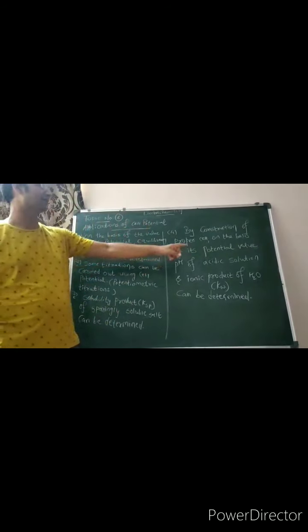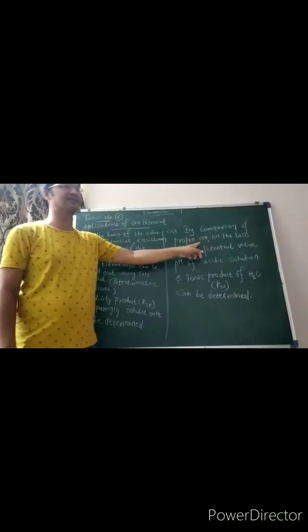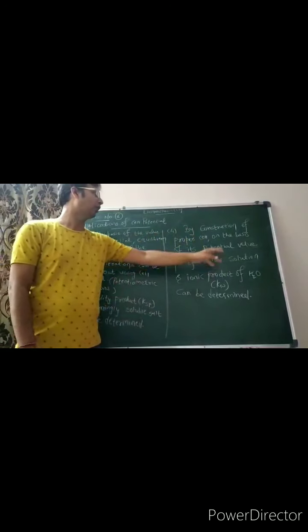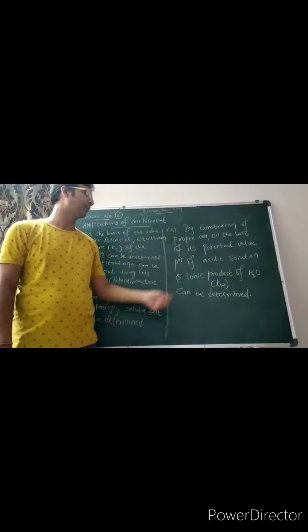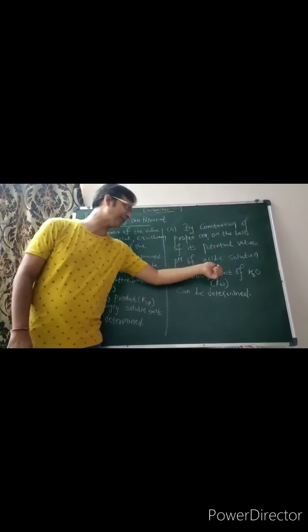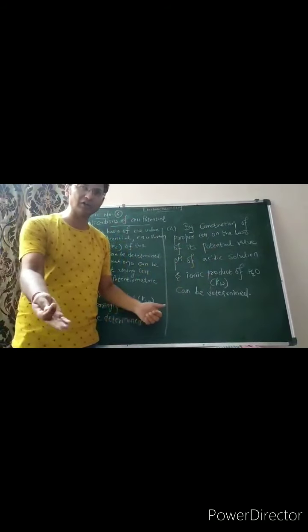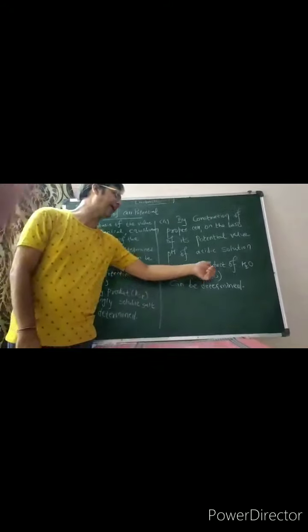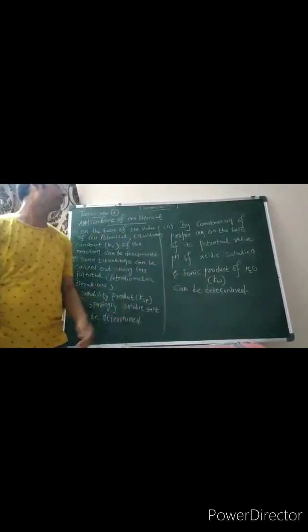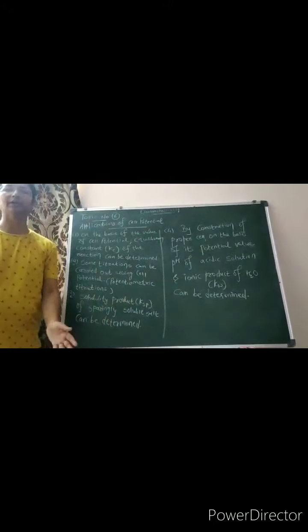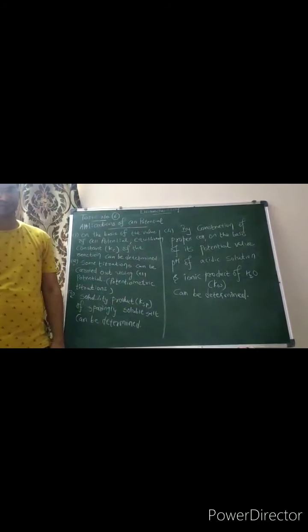Now the fourth point is, by construction of the proper cell, that means an electrochemical cell, on the basis of its potential value, we also calculate the pH of acidic solution, pOH of basic solution, and ionic product of water with the help of cell potential. So in this mode we calculate the four things.